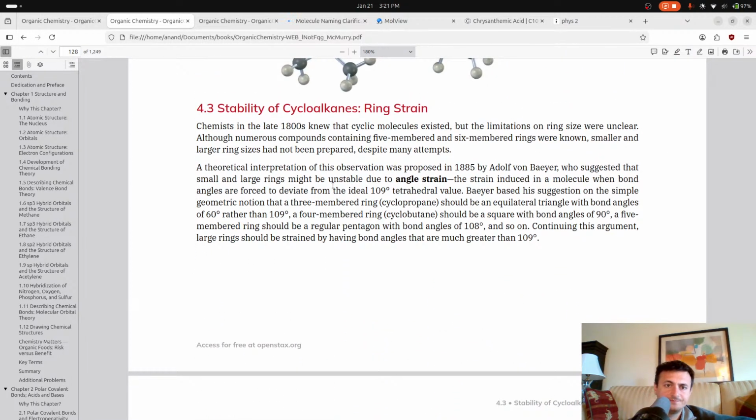Ring strain. Chemists in the late 1800s knew that cyclic molecules existed, but the limitations on ring size were unclear. Although numerous compounds containing 5-membered and 6-membered rings were known, smaller and larger ring sizes had not been prepared.